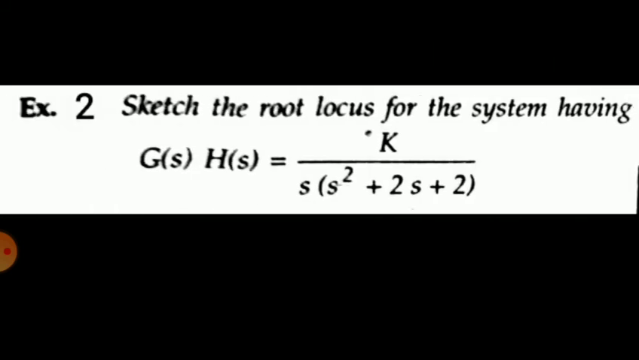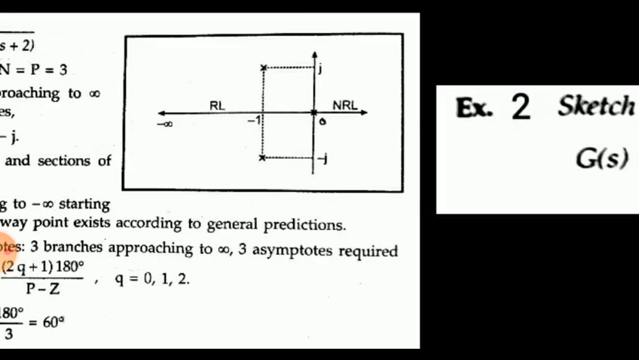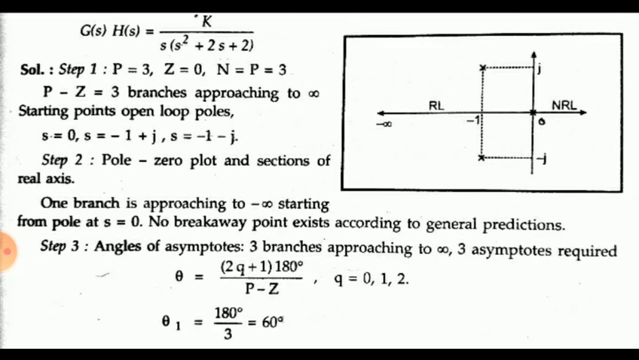Now the next example number 2: sketch the root locus for the system having G(s)H(s) equal to k upon s into s square plus 2s plus 2. So first find out poles and zeros. So there are 3 poles and z equal to 0. No zeros are there. So number of branches will be p minus z, that is 3 branches approaching infinity.